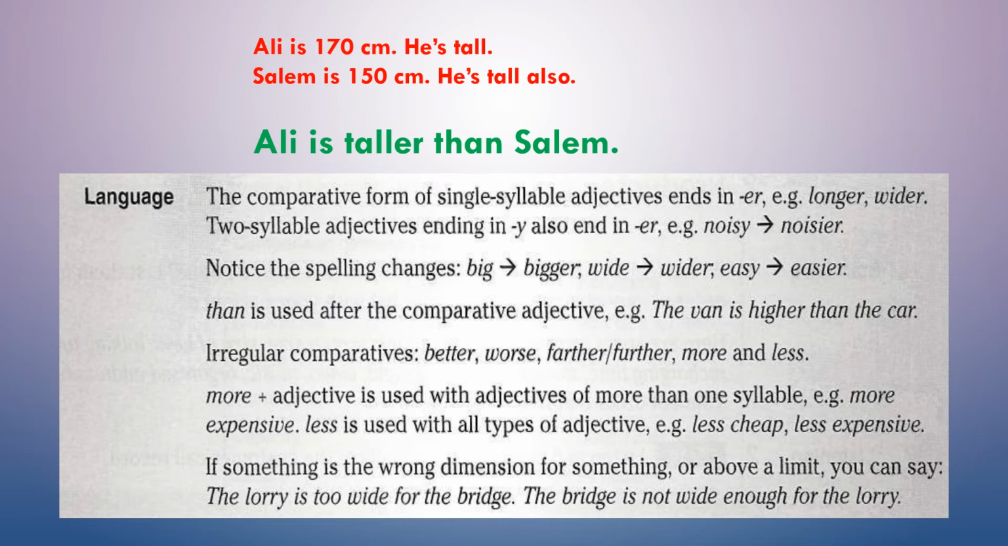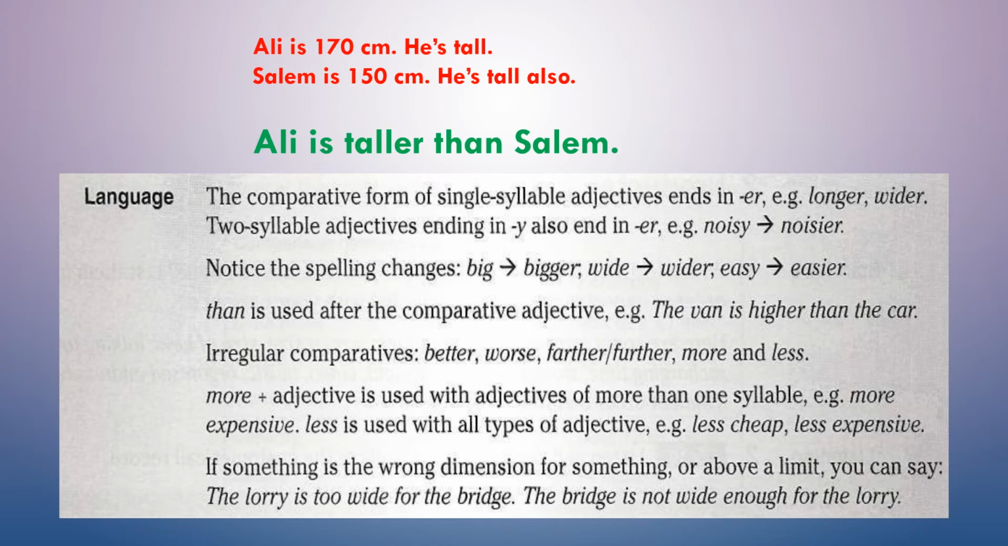Look at this sentence in red. Ali is 170 centimeters. He is tall. Now, in this sentence, are we comparing between Ali and somebody else? No, here I'm talking about Ali only. Now look at the second sentence. Salim is 150 centimeters. He is tall also. Now, in the second sentence only, if we take it separately, are we comparing Salim with somebody else? No. So the first sentence and the second sentence are two separate, independent sentences.